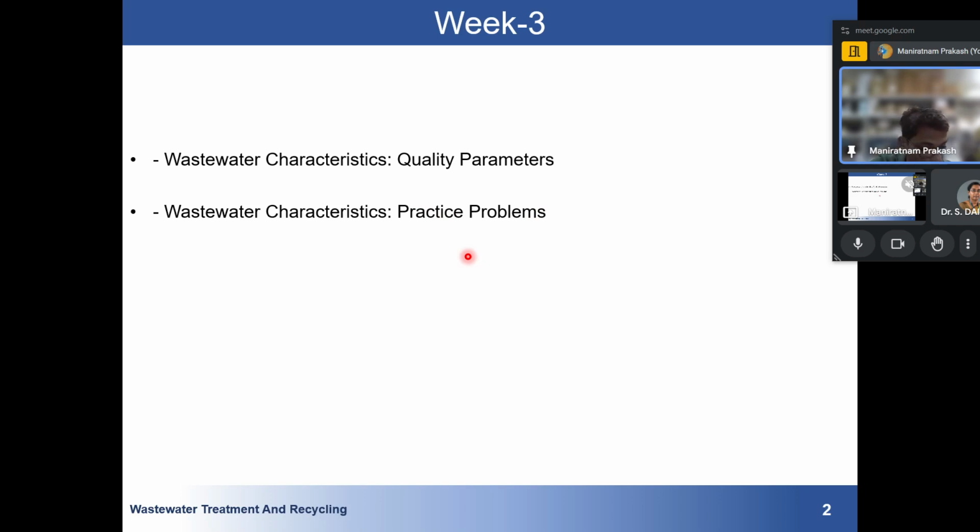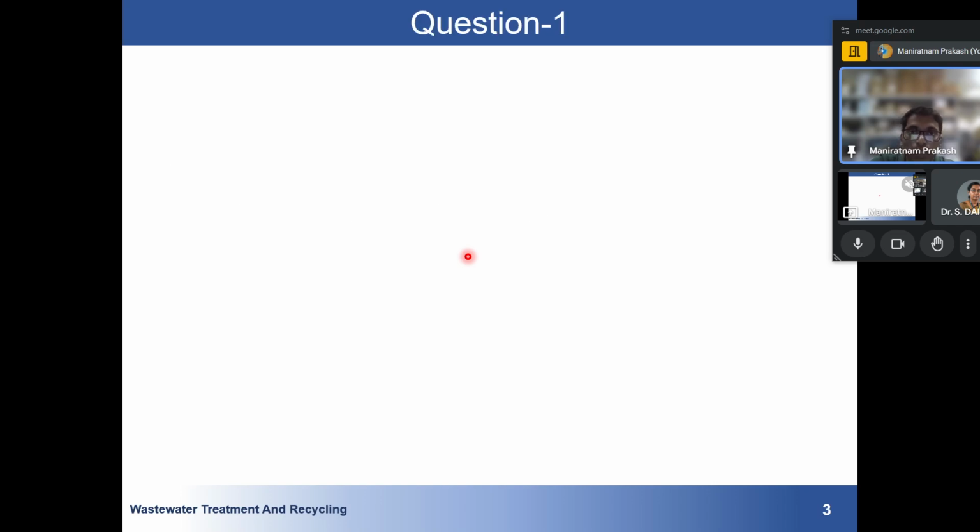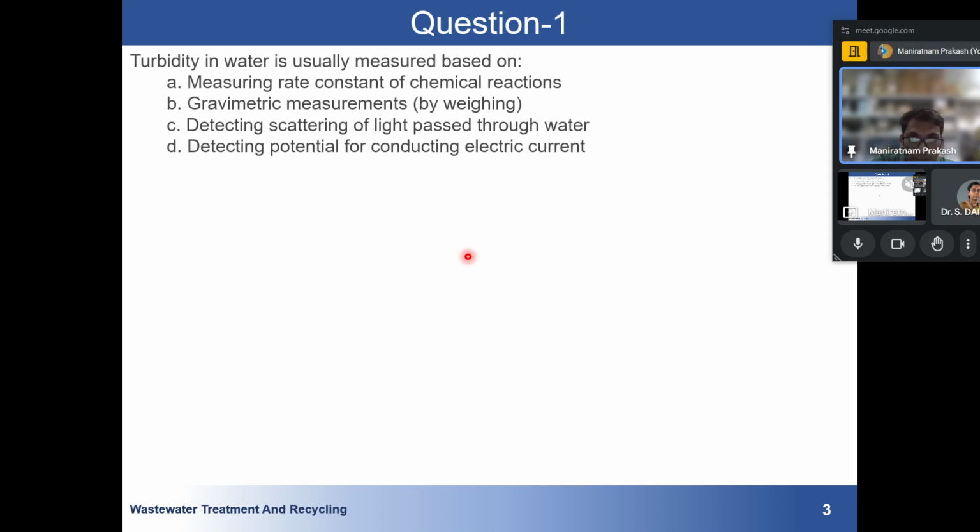And during this session also I will be discussing some basic problems. First we will go through some theoretical questions, and then at the end of the session there are 4 or 5 questions which have to be solved numerically. So let's begin with the first question. The first question is related to turbidity.